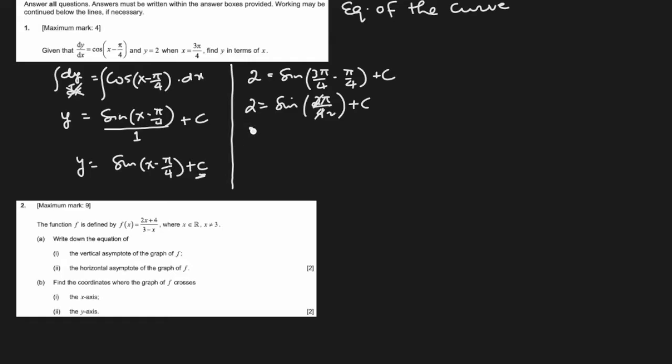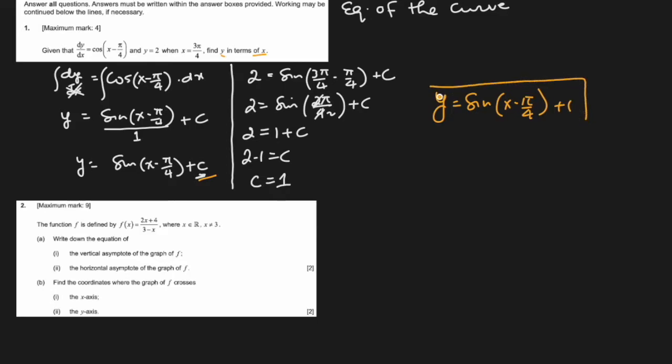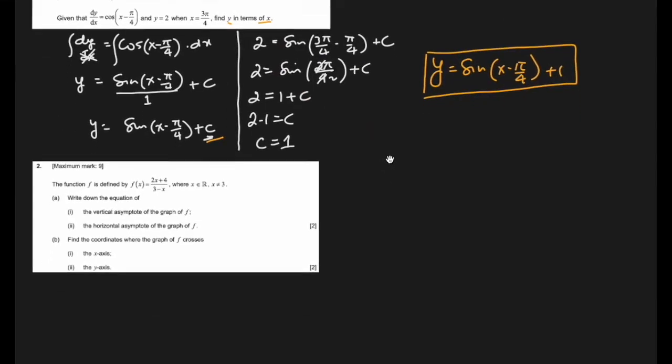Sine pi/2 is 1. So 2 is 1 plus c, and 1 can go to the other side and give us c equal to 1. So our final equation of y in terms of x is y equal to sine(x - pi/4), which was already with us. Now only c was needed. We know c now, plus 1. This is the equation of the curve, in other words, y in terms of x. Well, let's go to the next one.